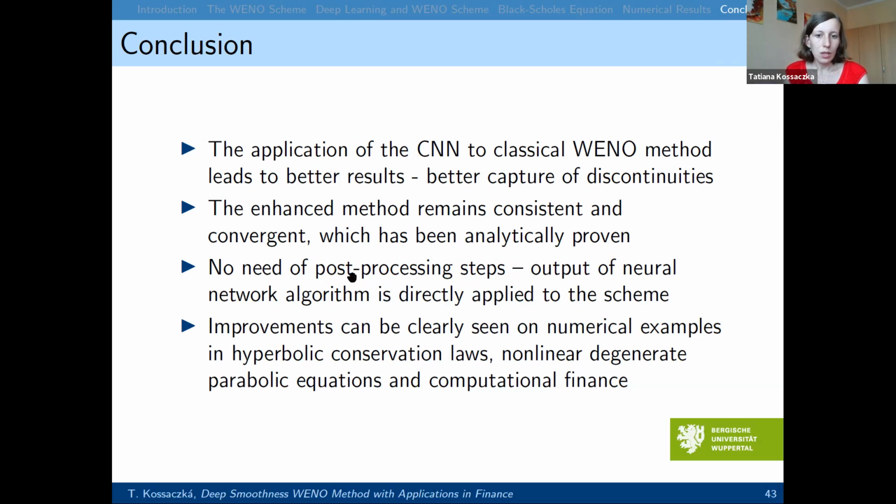And this CNN is rather small. It's not any big structure. It's just really easy to apply. And we demonstrated our improvements on numerical examples in hyperbolic conservation laws, nonlinear degenerate parabolic equations, and examples of computational finance.